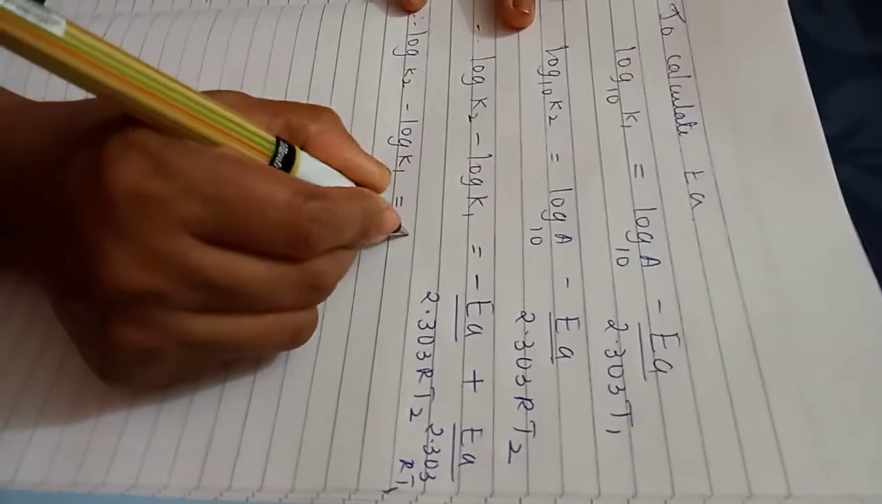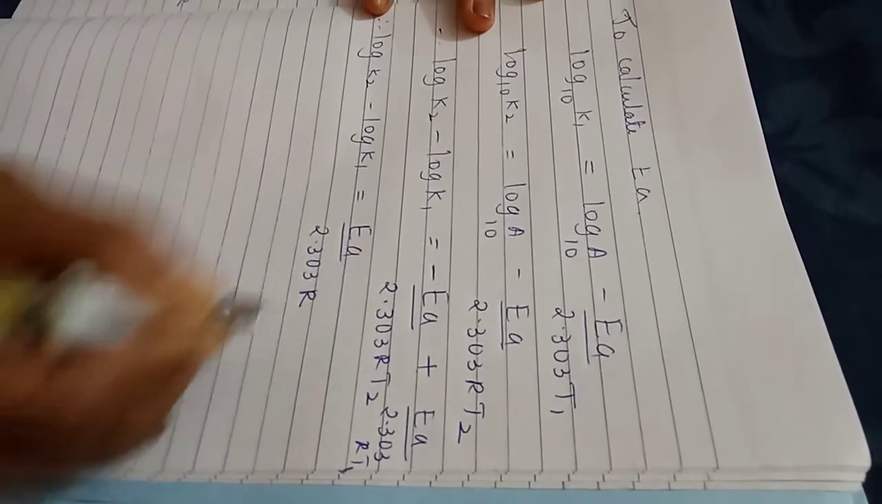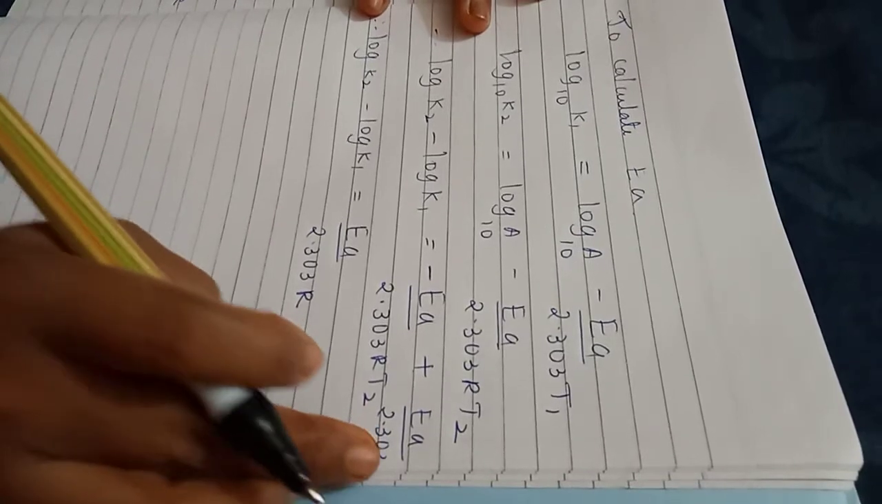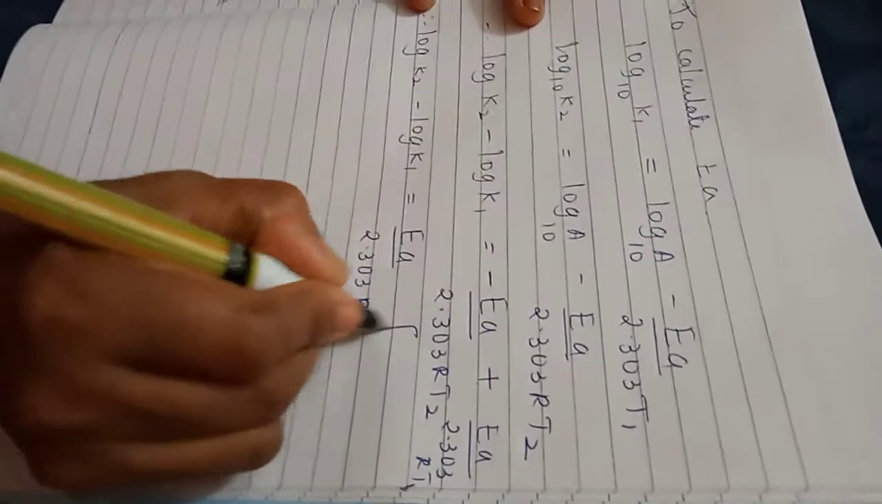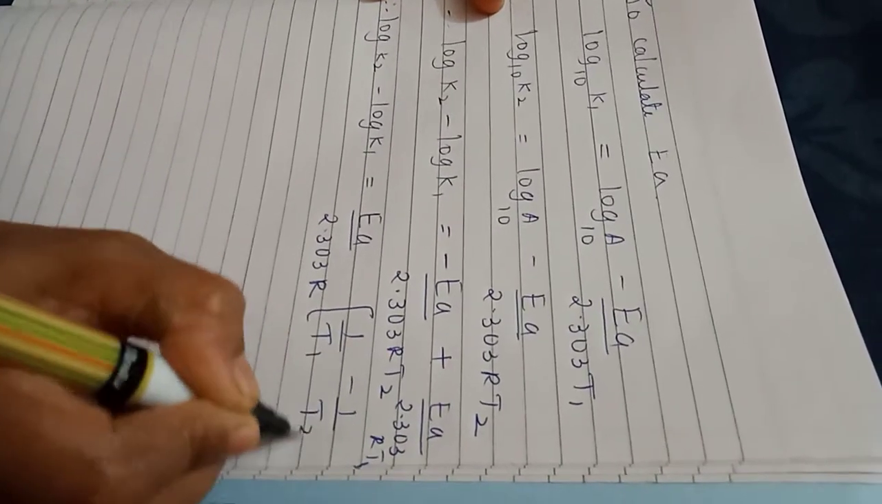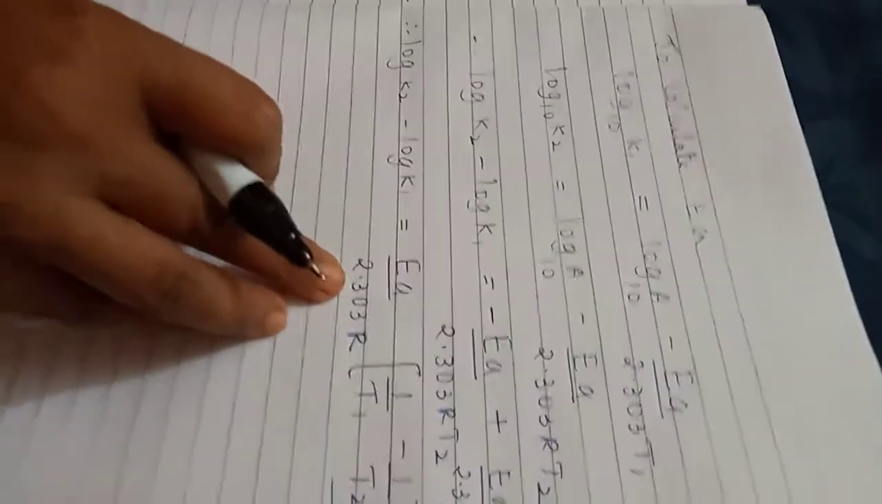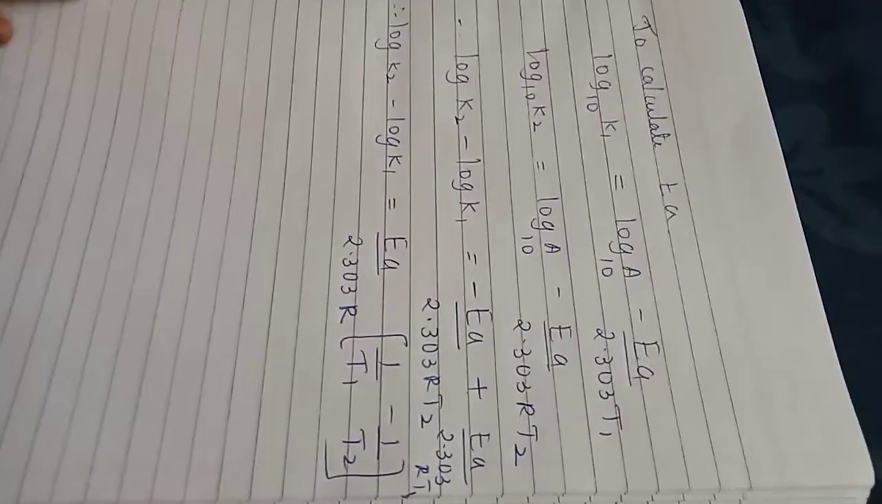Now what do we take out? Ea upon 2.303 R, take it out. This is positive, students. So it becomes 1 upon T1 minus 1 upon T2. I hope it is clear. Ea divided by 2.303 R, 1 upon T1 minus 1 upon T2.